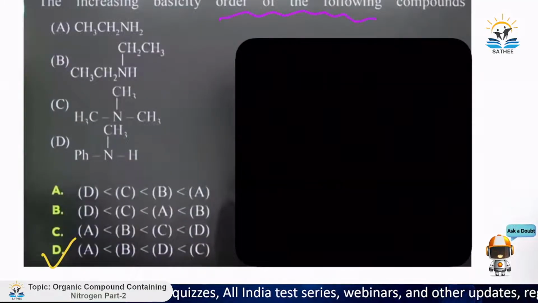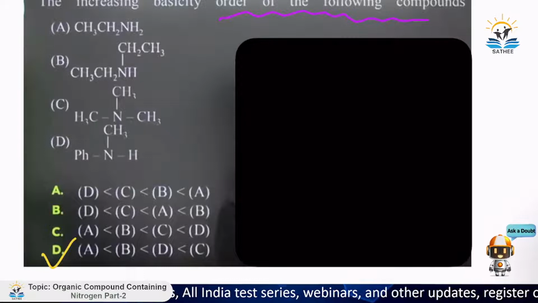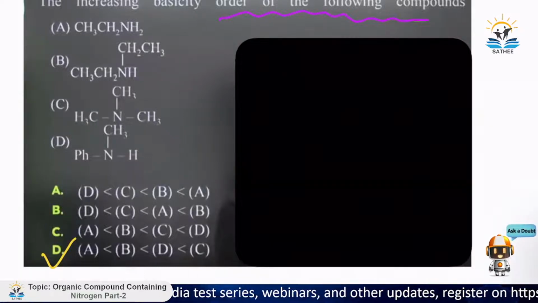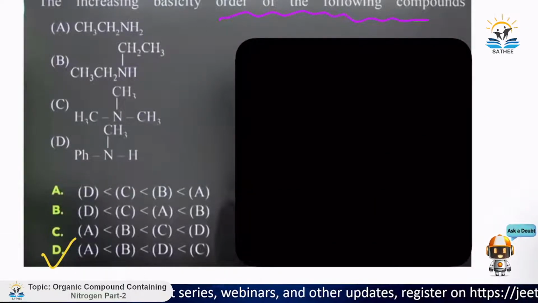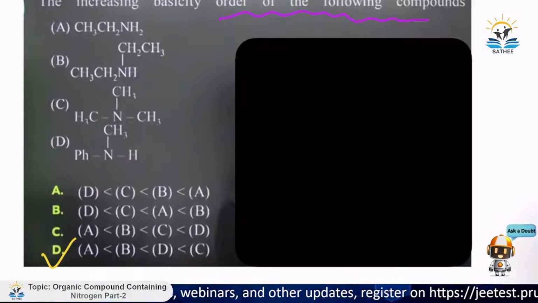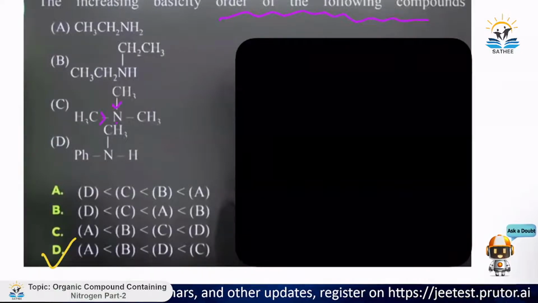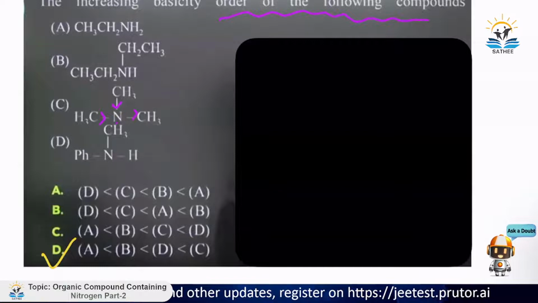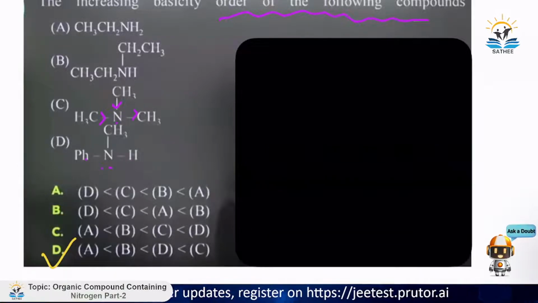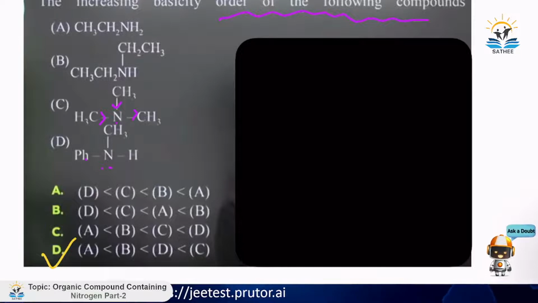Now again we have to arrange in the increasing order of basicity. So we have to find out. First of all, here we see 3 methyl groups, most donating. Here it is involved in resonance. So which will be the first? C is the most basic in here. Then comes D, then comes B, and then finally the least is A. So this will be the correct answer.